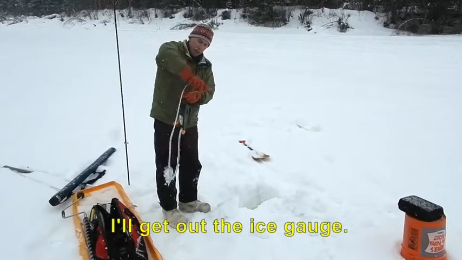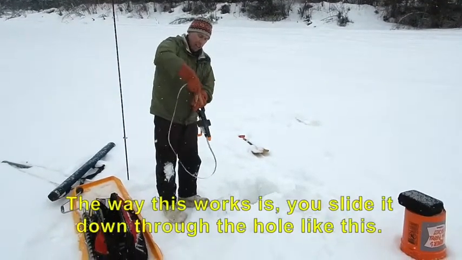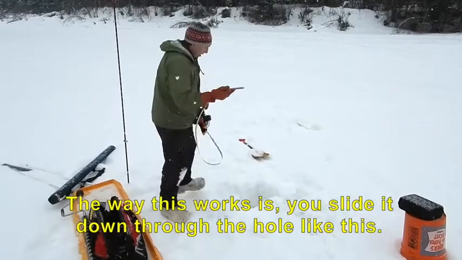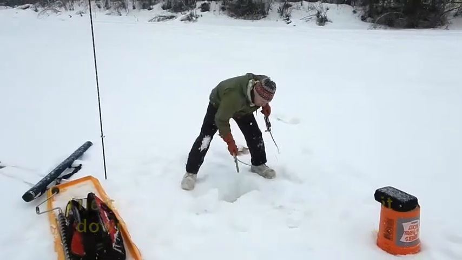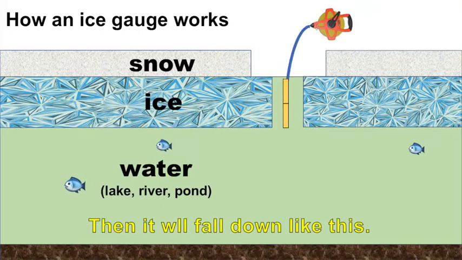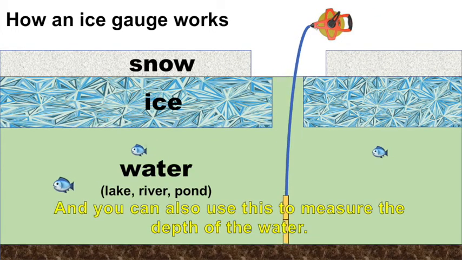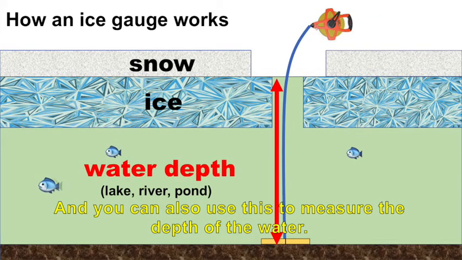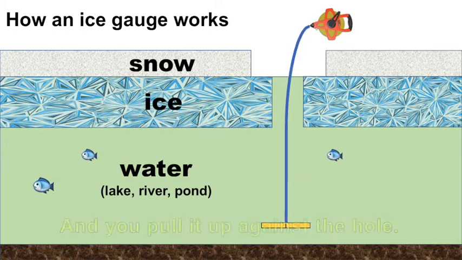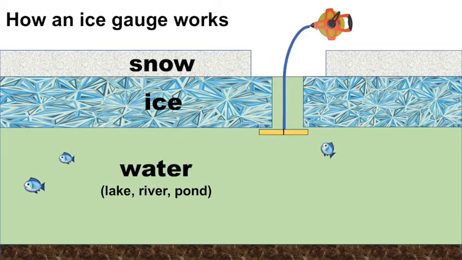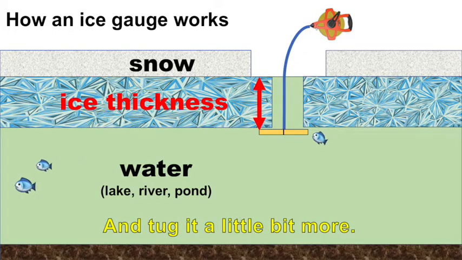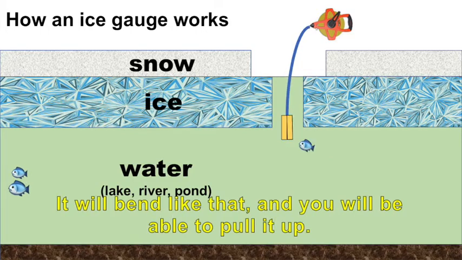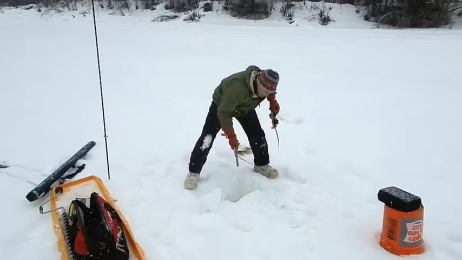Now I'll get out the ice gauge. And the way this works is you slide this down through the hole like this, and then it'll fall down like this. And you can also use this to measure the depth of the water as well. And you pull it up against the hole, and you tug it a little bit more, it'll bend like that, and you'll be able to pull it up.